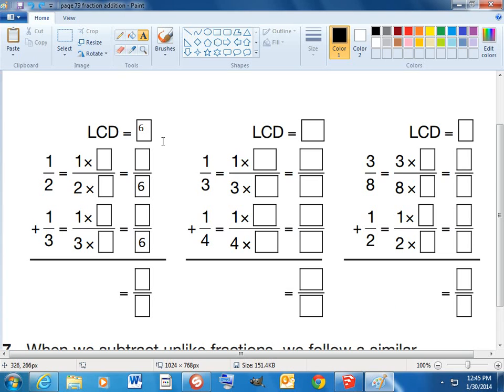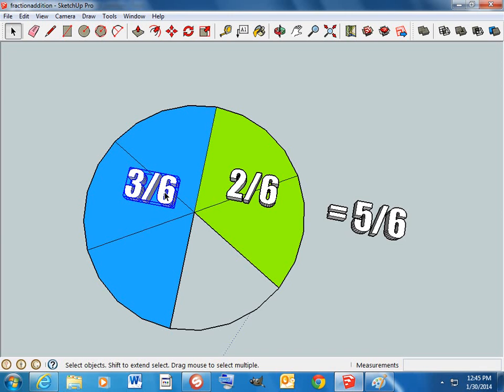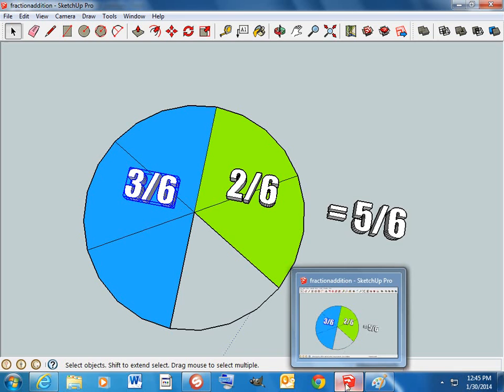Now, what do I have to multiply 2 by in this problem here? 2 times what? 3. That's right. And if I do that on the bottom, I have to do 3 on the top. And then I'm going to get 1 times 3 is 3. So the numerator is 3, the denominator is 6. Remember our drawing? There it is, 3/6 right there. So we can see that clear.